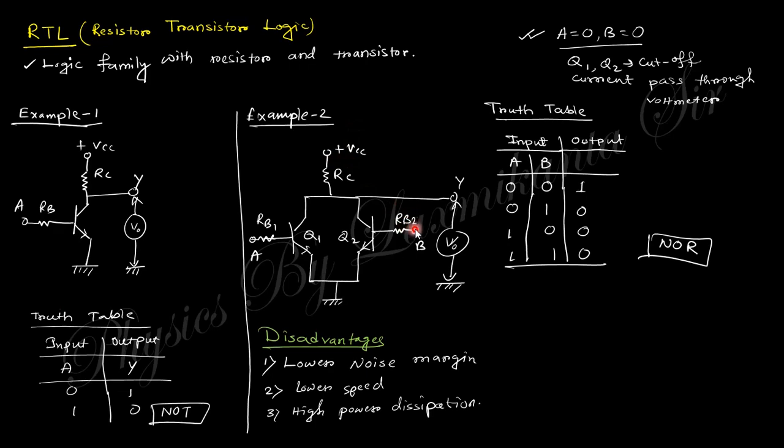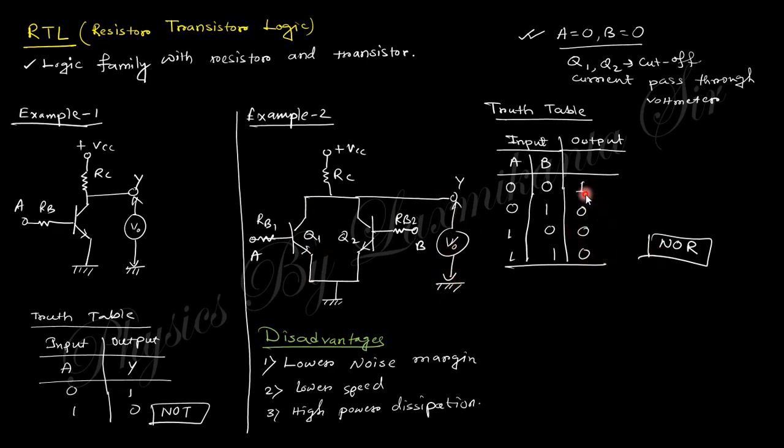Another example is the NOR gate, with two transistors connected in this way. When A and B are both zero, Q1 and Q2 are cut off because there is no pathway, so no current flows. In the other cases, like 0 1, if any one input is one, then that transistor is active and current flows through it. For example, in the 1 0 condition, this is one, so this is active, current flows through it, and we get zero output here. That's why the three cases are zero.